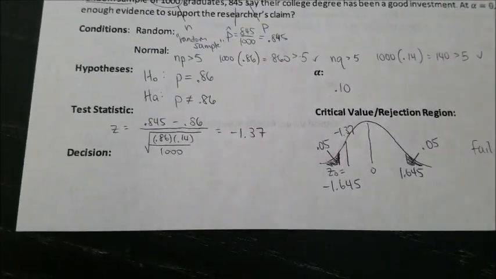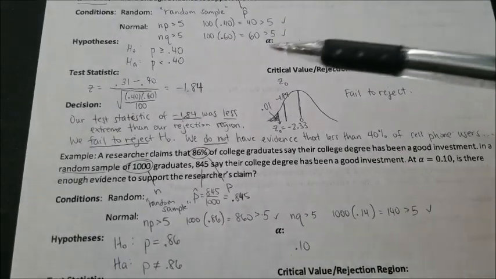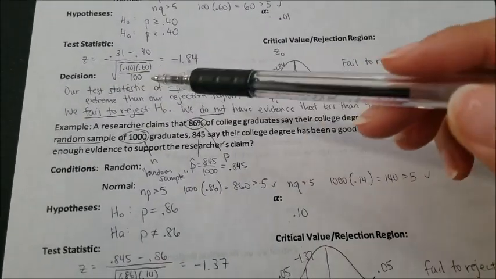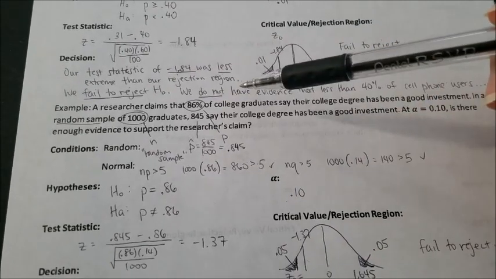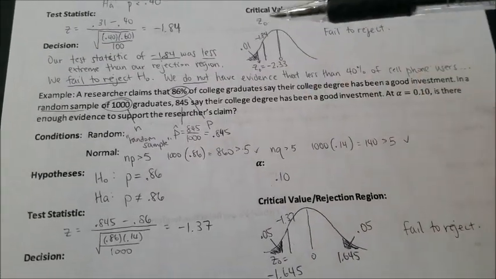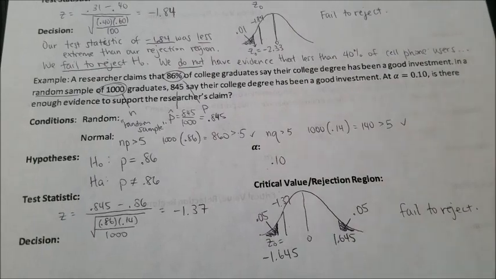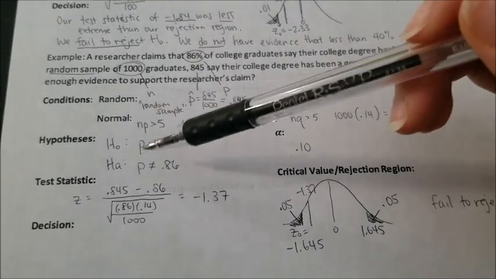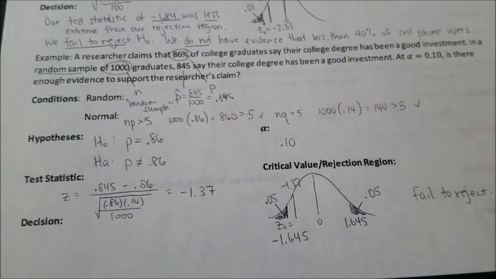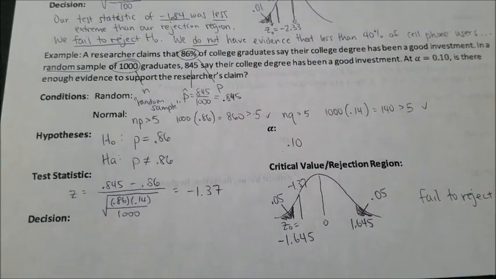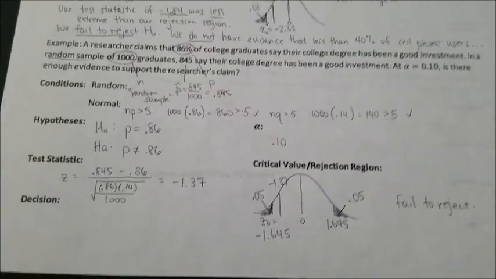So our decision will sound pretty much like what we had before. Our test statistic of negative 1.37 was less extreme than the rejection region. We failed to reject H0. We do not have evidence that 86% of college graduates say that their college degree has been a good investment. And that's it.